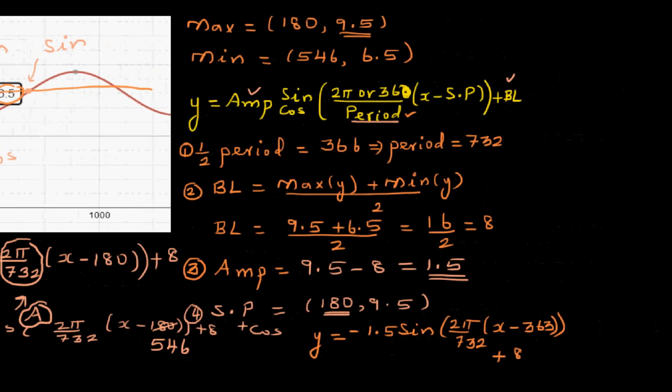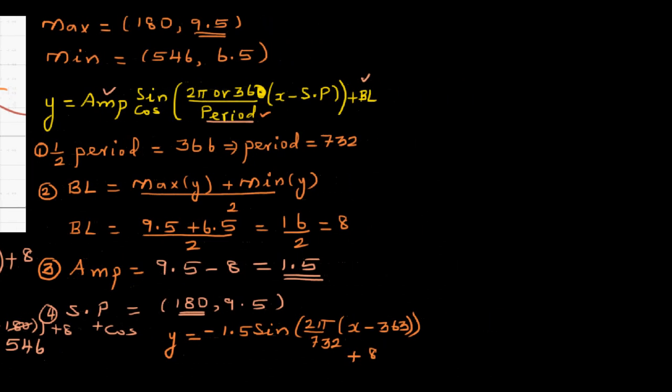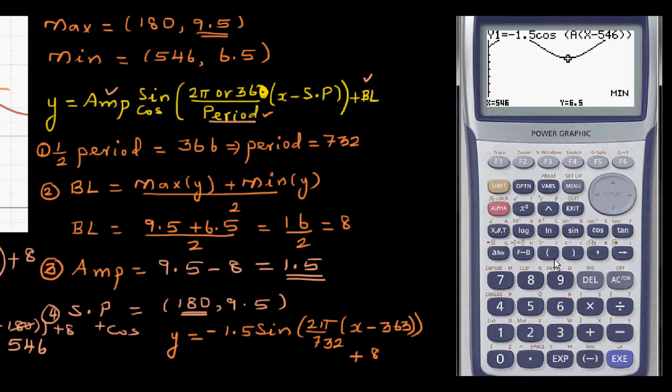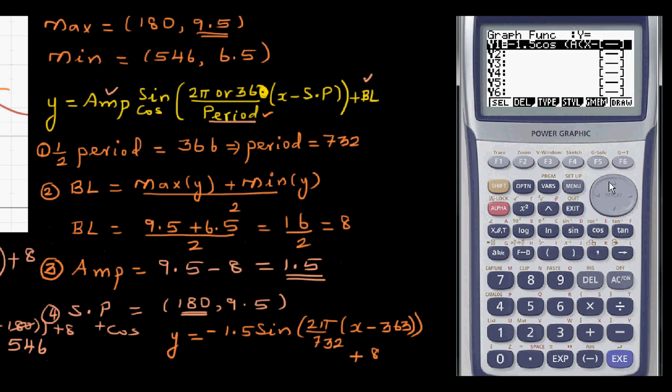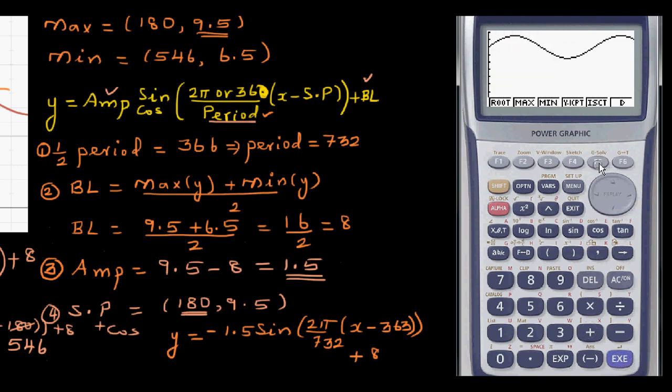Let me scroll this to this side so that you can see the graph. Let us delete it and type in again. So negative 1.5 sine bracket, you already have alpha A bracket x minus 363, two brackets, plus 8, and see the same graph. G-Solve maximum 180, 9.5 and minimum.